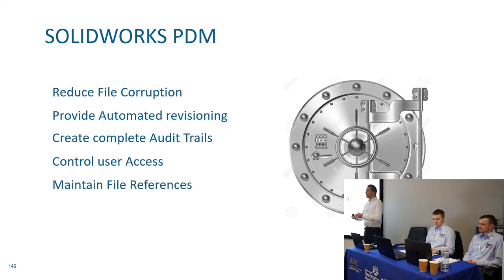So it practically eliminates any sort of network-based corruption because we don't get packet loss with PDM for a start. It provides automated revisioning, which in turn creates a complete audit trail. You can control user access. And possibly one of the best bits about it is it maintains all your file references. So if you're saving a file and you change the name of that file or you move that file, PDM's already a step ahead of the game and it knows you've done that and it keeps everything intact. But we'll get into a little bit of an example of that.